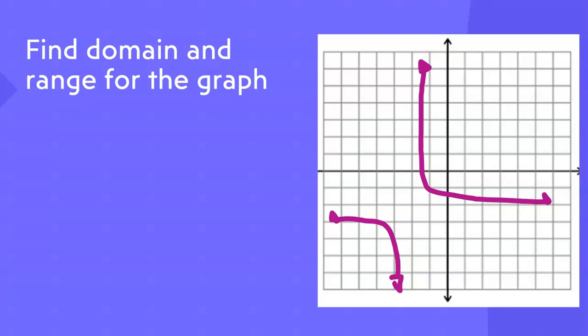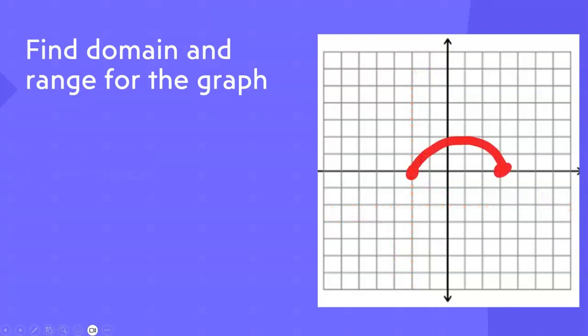Here you have another graph. So your domain is negative infinity to negative 3, union negative 3 to positive infinity, because you have an imaginary vertical asymptote blocking your graph. Your range is negative infinity to negative 2, union negative 2 to positive infinity, because you have an imaginary horizontal asymptote that your graph will never cross.